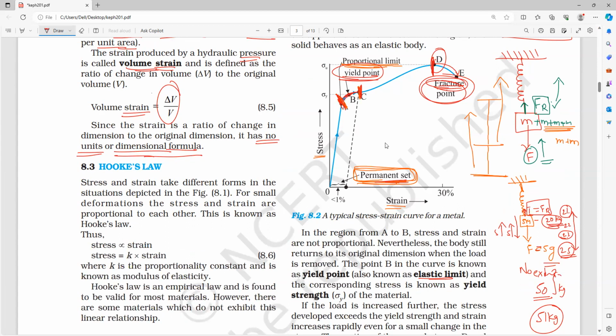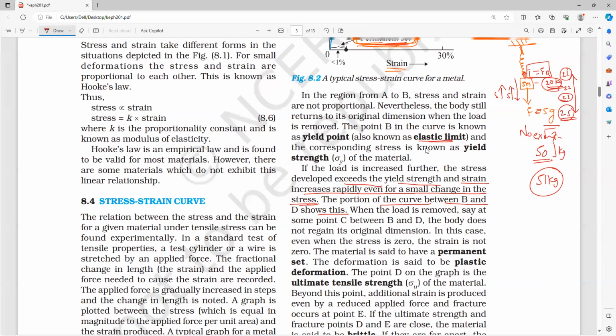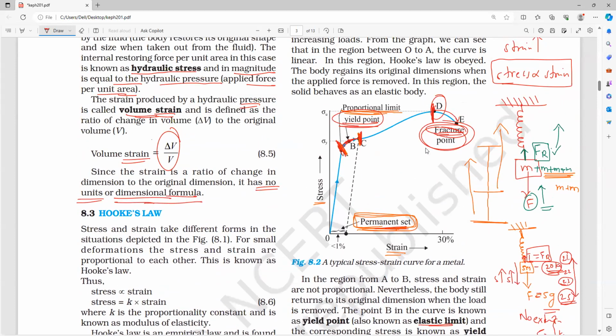I hope you all understand. Extremely important one. Do you all understand, Pradosh, Rudreswar? Yes, please. So if you keep on increasing further, the stress developed exceeds the yield strength, and strain increases rapidly even for a small change in the stress. The portion of the curve between B and C shows this. You can see that B to C, what will happen? There is a drastic change in the strain, so that after that the shape cannot be regained.